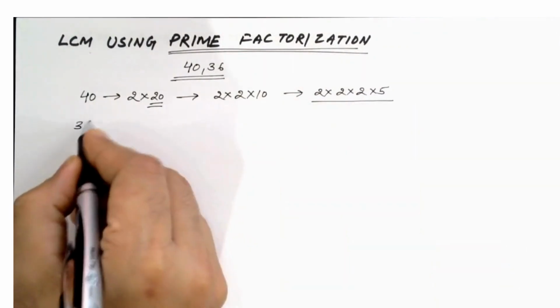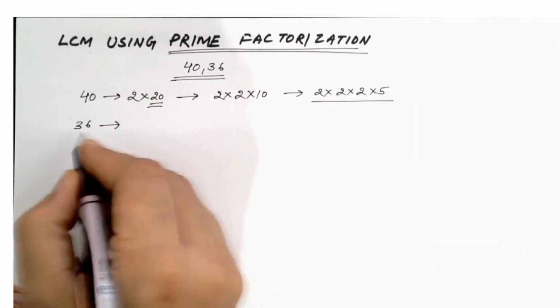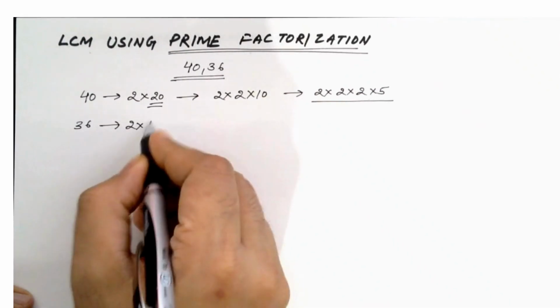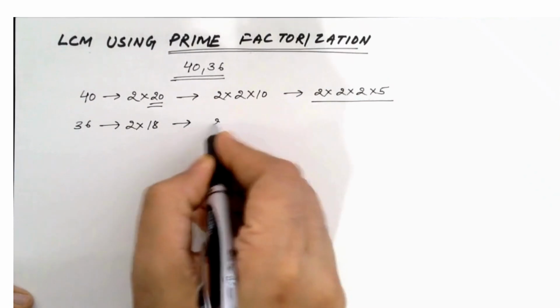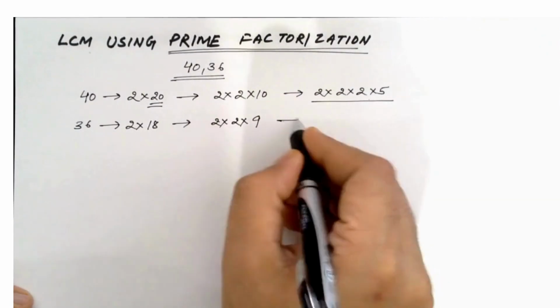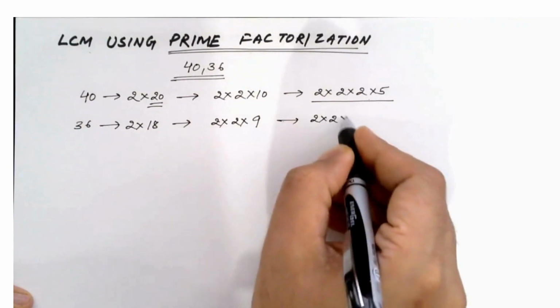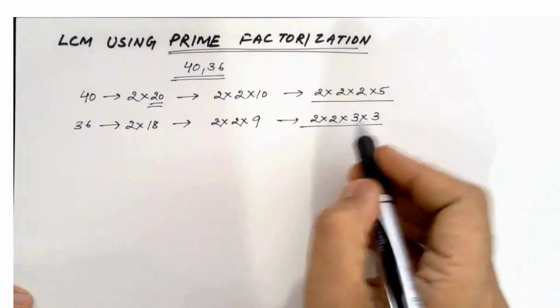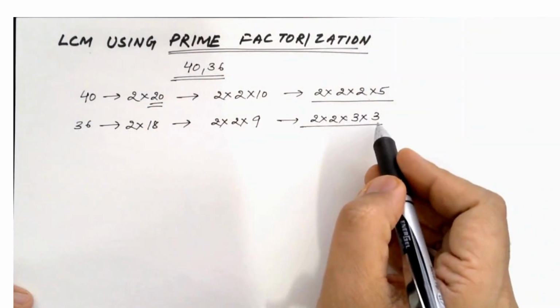In a similar way we can write the prime factors of 36. Let's start with 2 and we will have 2 into 18. Further divide 18 by 2, we have 9. Further divide 9 by 3 and we have 3 left. So you can see these are all the prime factors of 36.